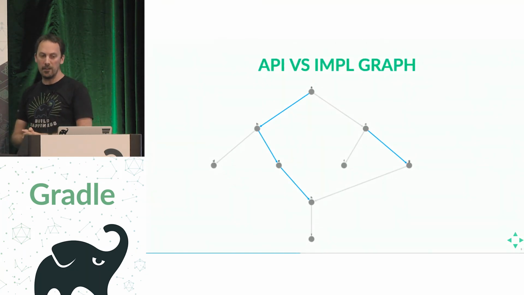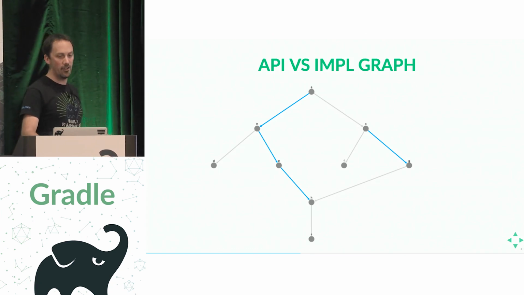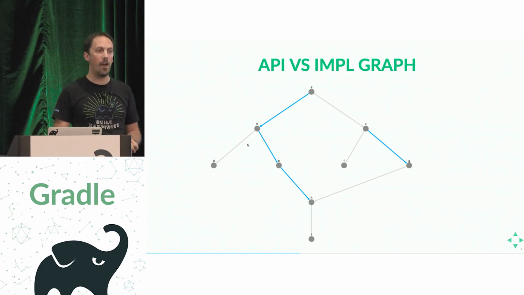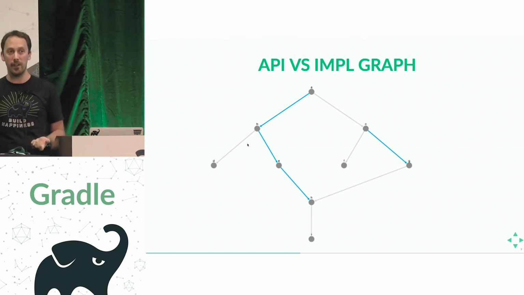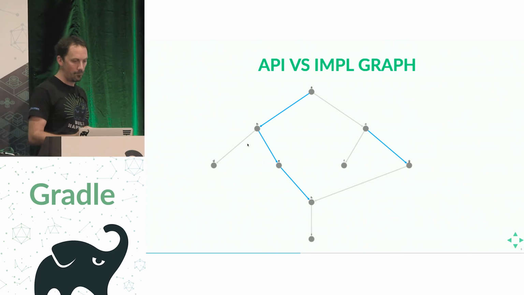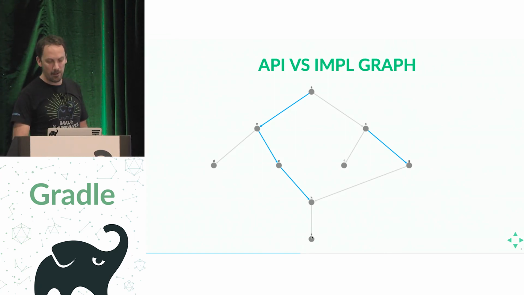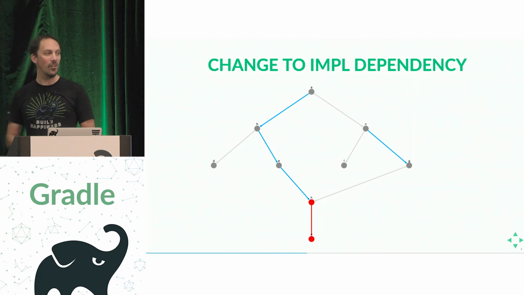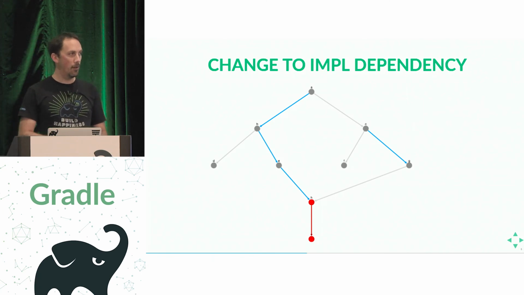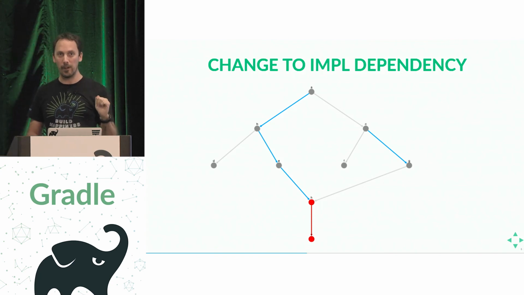So what does it mean in terms of dependency graph? It means that we have two categories of edges now. In blue, you have API dependencies, and in gray, it's just implementation dependencies. So now what happens if I'm changing something at the bottom? The difference now is that only H is recompiled. It only recompiles the direct consumers of my library.